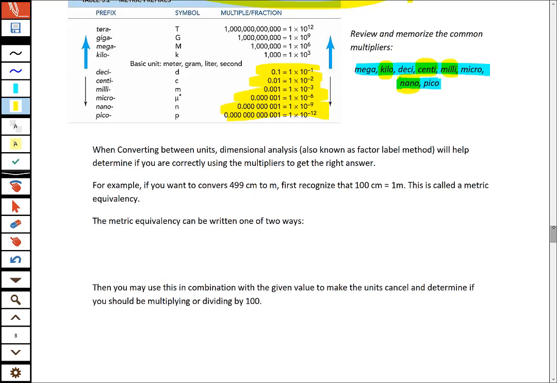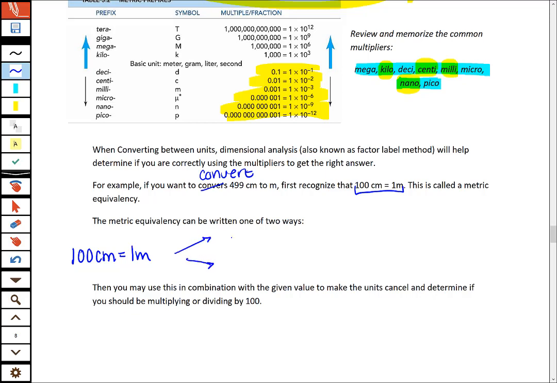So let's do a practice problem where we're going to use a multiplier here. Here's an example. We want to convert 499 centimeters to meters. The first thing that we need to do is know that there's 100 centimeters in a meter. This is our metric equivalency. So we're saying 100 centimeters is the same thing as 1 meter. And so what can we do with that?